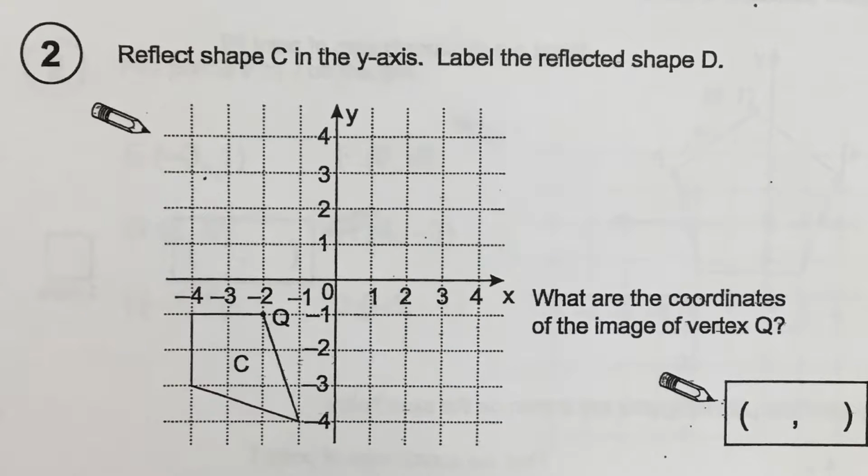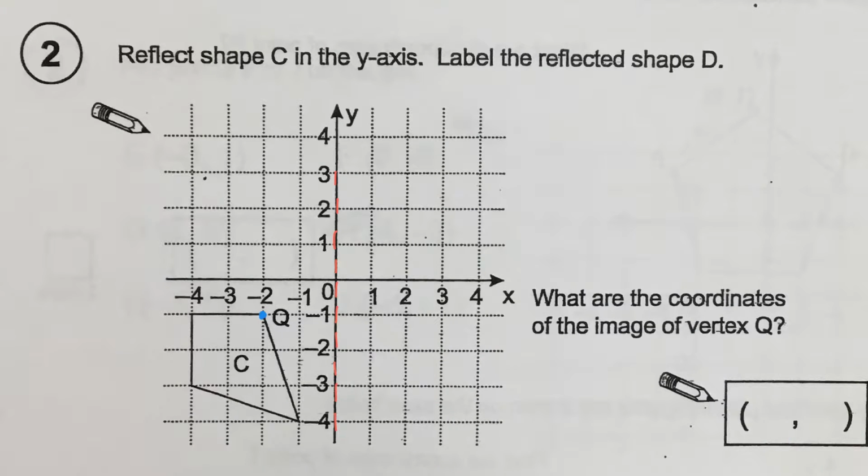So here we are being asked to reflect shape C, a kite, in the y-axis. And it says label the reflected shape D. So the reflection is in the y-axis. So the y-axis here is my mirror line. And all I need to do again, I do not need a mirror. Just pick any point. So we can start off with this one here.